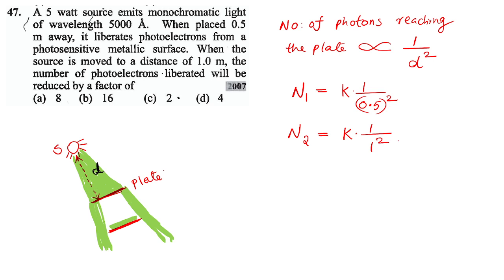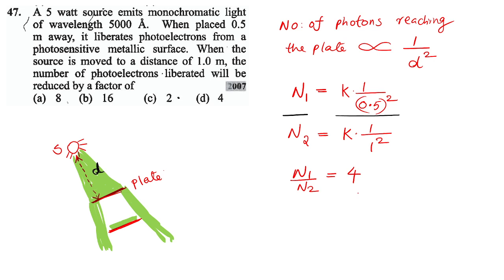We have to find the ratio actually. Taking the ratio on both sides, n1 by n2, the k will be cancelled. 1 by 1 by 2 square, you will get 4. Shall I explain that step? So the number of photons liberated will be reduced by the factor 4.